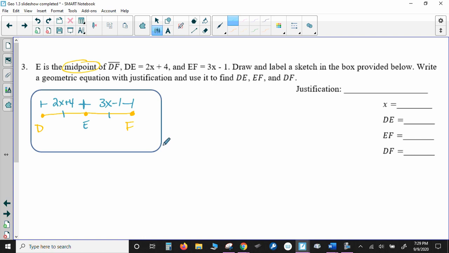In the other one it said bisect, in this one it says midpoint. Guess what? They're both doing the same thing. They're both creating two congruent segments. So just like the other one, you know that the length of DE is exactly the same length. It's equal to the length of EF. And that's how you're going to get started on that one.